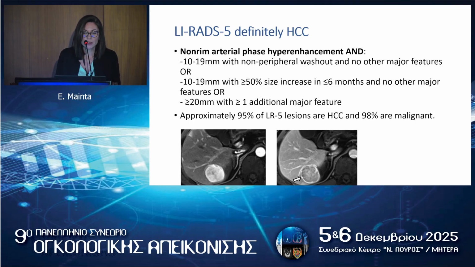In the example below, you can see a large lesion which is hypervascular on the arterial phase scan and then washes out on the portal venous scan with a capsule.